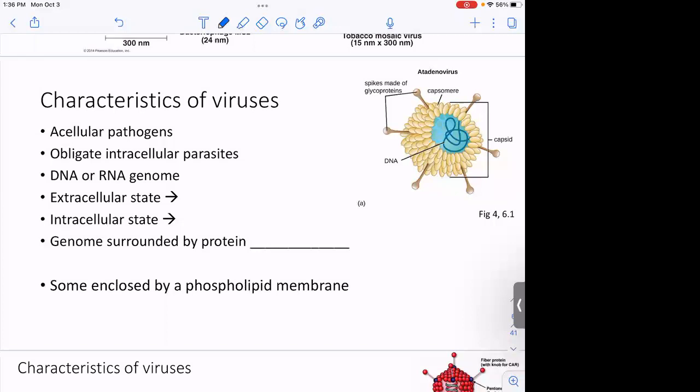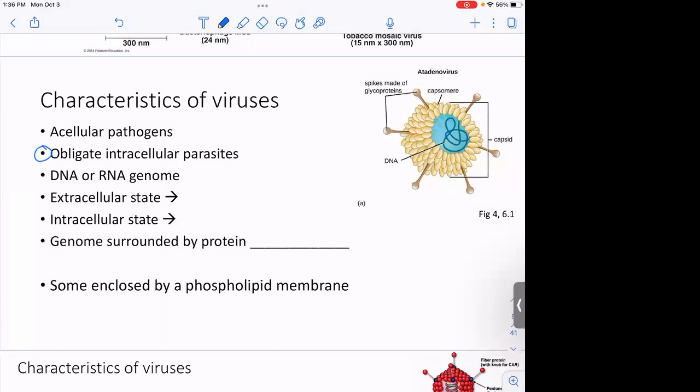They don't have ribosomes, for example. All their cells have ribosomes. They may have a membrane, but they may not. They don't have a cell wall, certainly. No nucleus, no organelles. They are considered obligate intracellular parasites. So that means they have to be inside a living cell for them to reproduce.